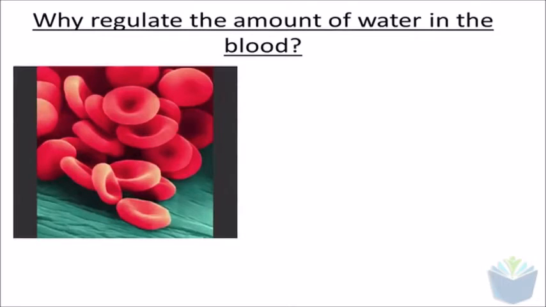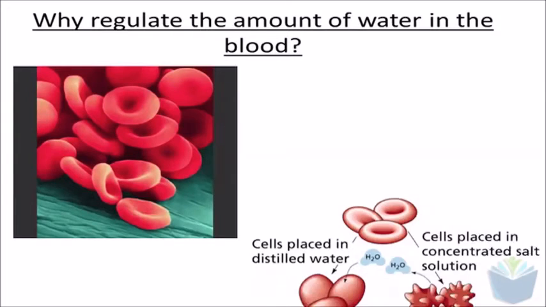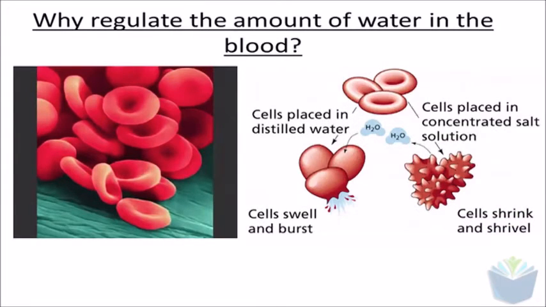But why is water or osmoregulation so important? Well, if we take our blood cells, for example, if we drink too much water, then what can happen is that our blood plasma becomes less concentrated, and if that happens, then our cells might take on water and cause them to burst. If we drink too little water, then our blood plasma might become more concentrated, therefore our red blood cells lose water, which causes them to shrink and shrivel.